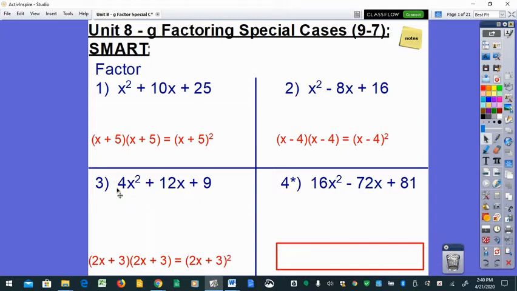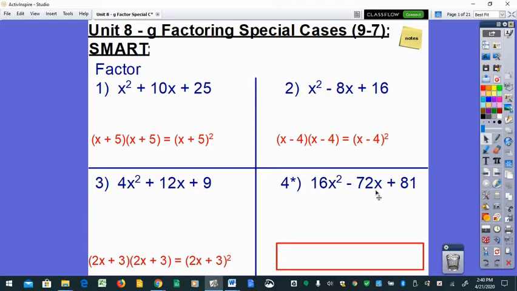I didn't look at the combination of 4 and 1 on the front. I didn't look at the combination of 9 and 1 on the back, because I recognize this to be the setup for the identical twins, the perfect square trinomial. Two perfect squares in a trinomial.